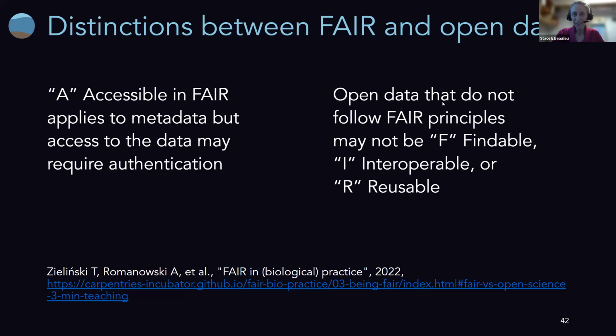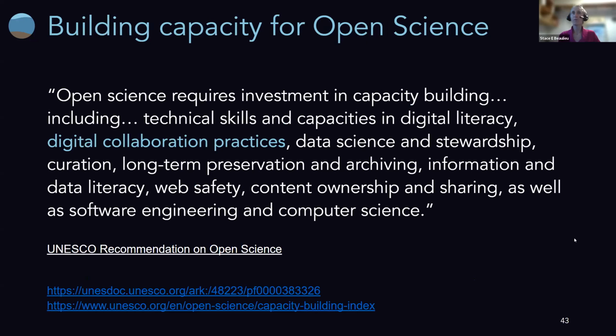Open data that don't follow the FAIR principles may not be F, I, or R. So they may be accessible, but they may not be findable. In other words, you may need to know the link. They may not be interoperable or reusable. So in our modules 3 and 4, we're really going to be focusing on the I and the R so that we can learn more about how to make our data truly FAIR, not just accessible, not just open.